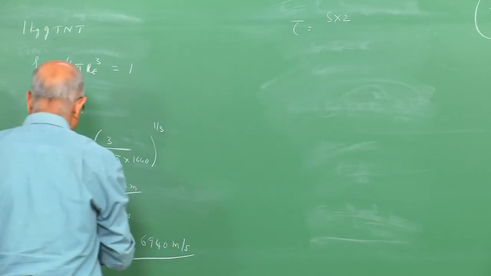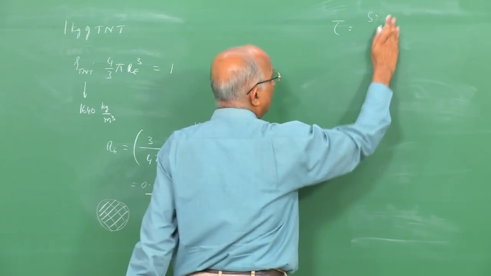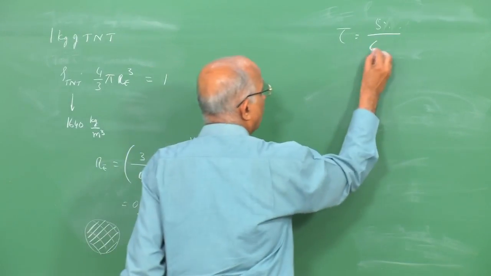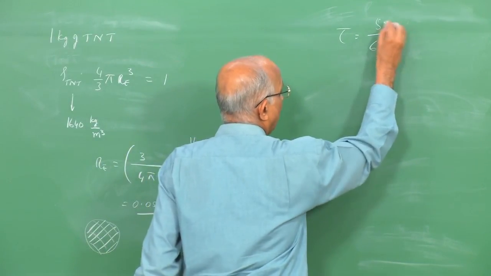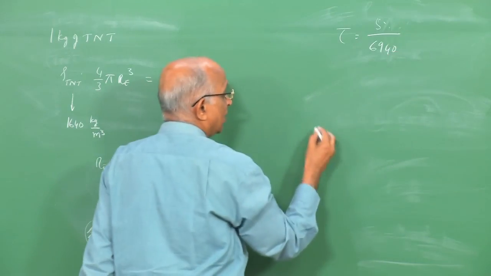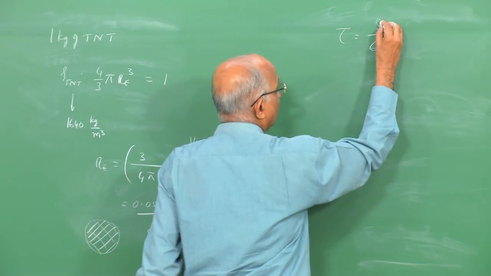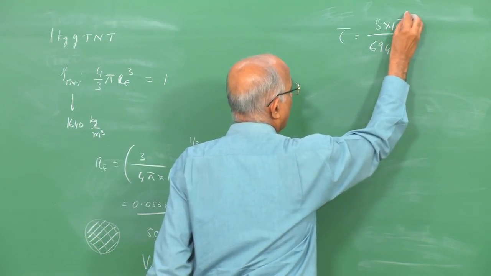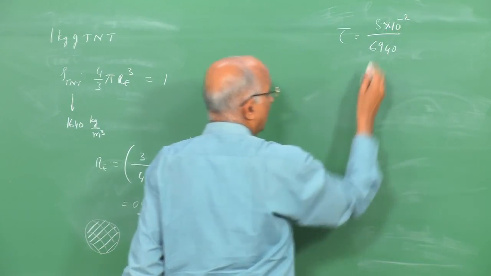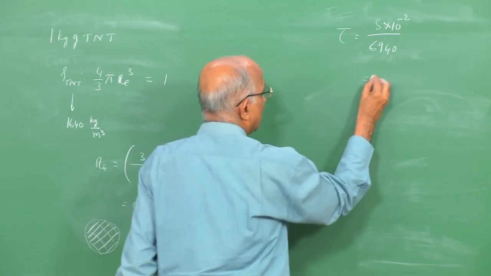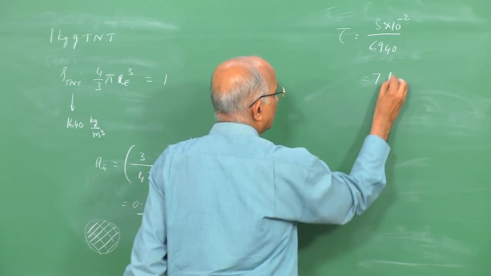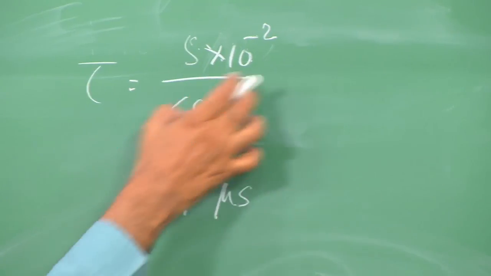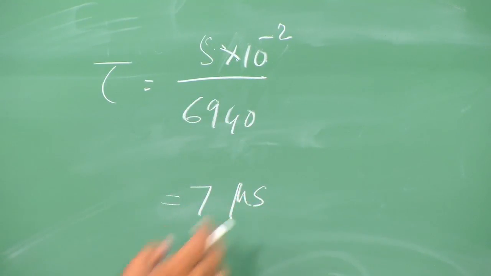If it is detonated at the center, it is just 5 divided by 6940, or 5 divided by 6950, that is, 5 centimeters. Therefore, I have 5 into 10 to the power minus 2 divided by 6940, and this comes to something like 7 microseconds. If it was from end to end, it would have been something like 14 microseconds.